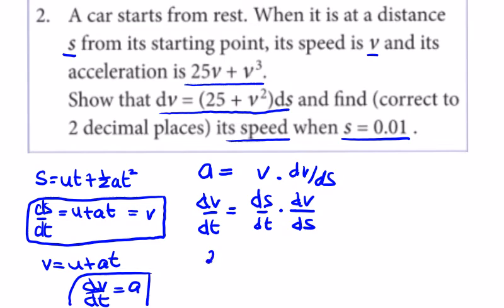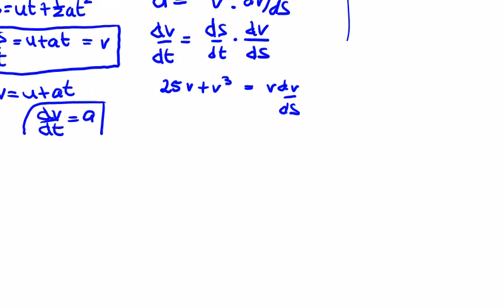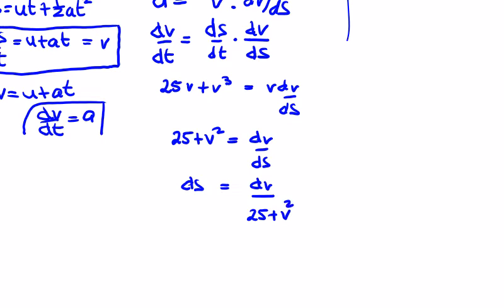So let's start with acceleration, 25v plus v cubed. This is equal to v dv/ds. We can divide across by v here. We get 25 plus v squared is equal to dv/ds. So ds is equal to dv divided by 25 plus v squared. This brings in tan when we integrate.